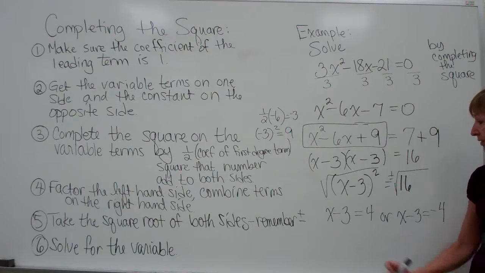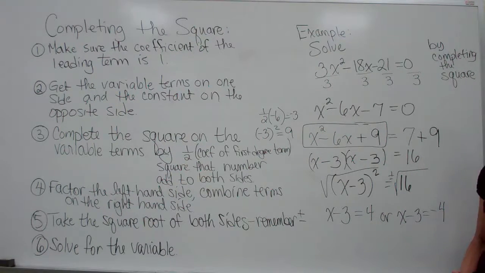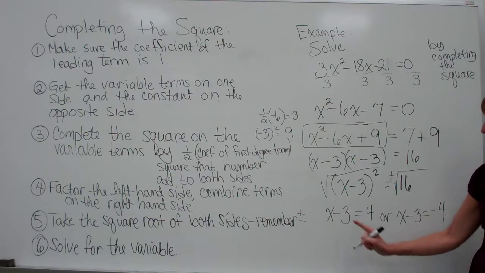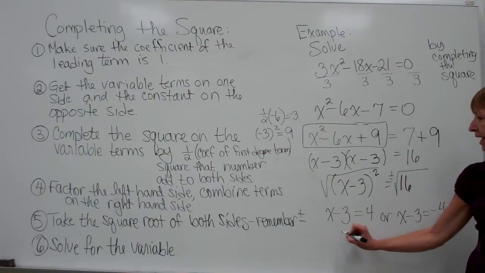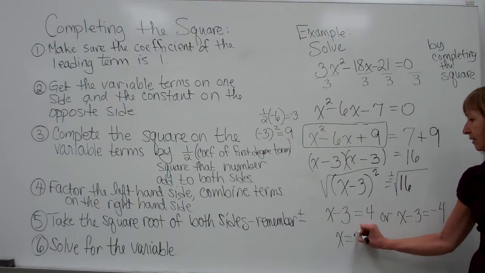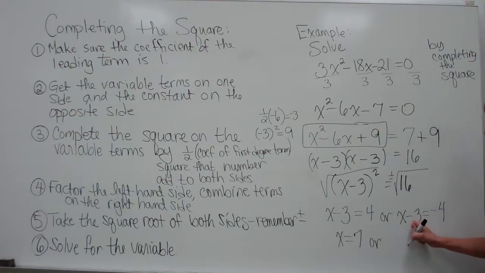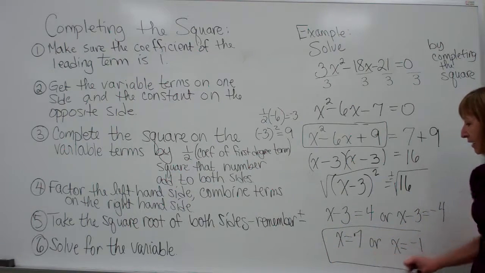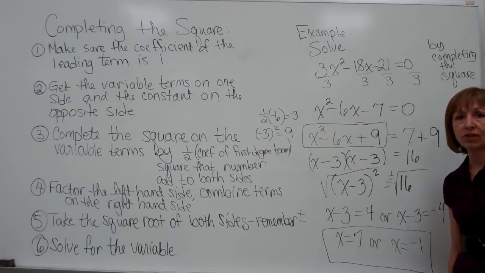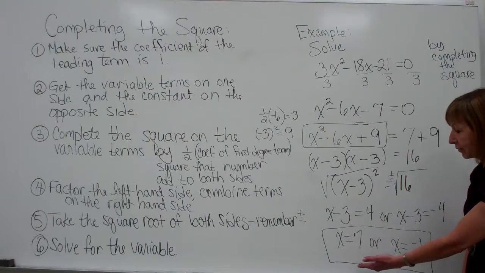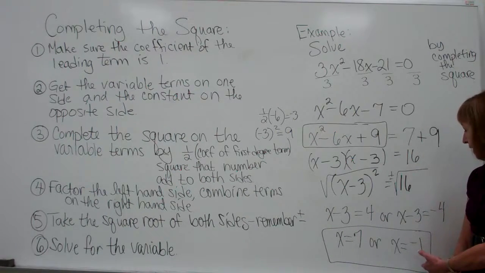Both of those options. And now I will solve both of those equations for the variable. Here I'll add 3 to both sides to get x is equal to 7. Or here when I add 3 to both sides, I have x is equal to -4 plus 3 is -1. So my values of x that make that original quadratic equation true are x equals 7 or x equals -1.